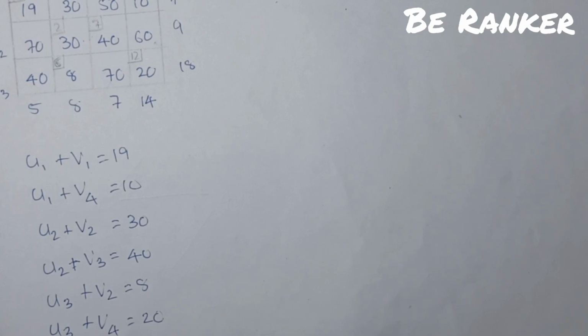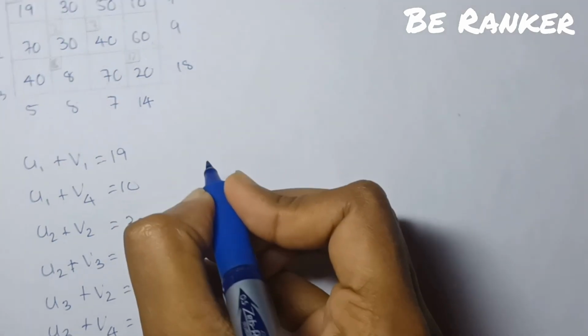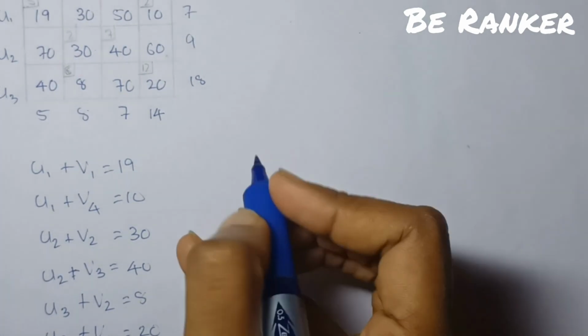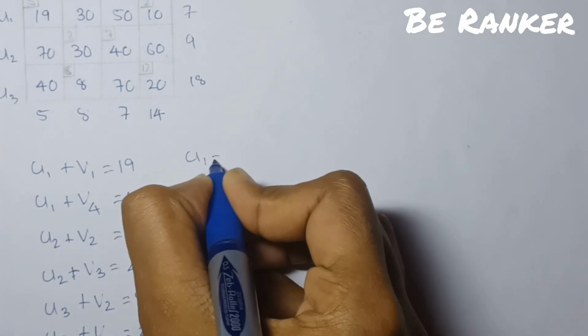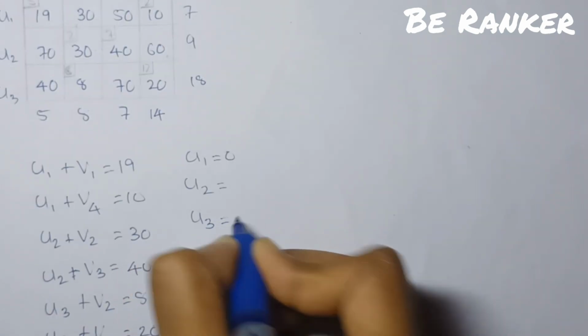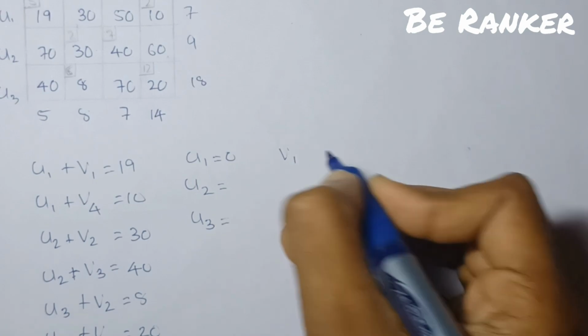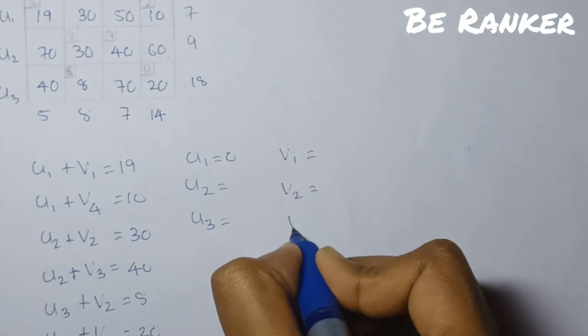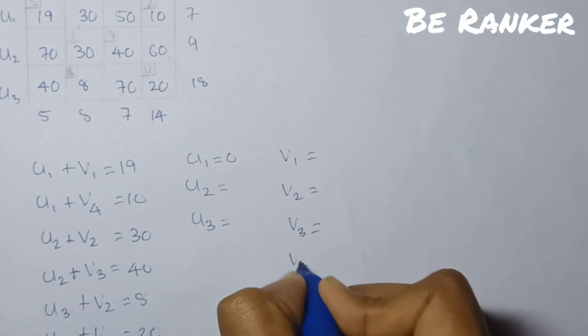So I want to put the most repeated one equal to 0. Here U1, U2, U3 all are repeated 2 times. So we can put 0 to any one of these. So now I put U1 is equal to 0. Then I want to find U2, U3, and V1, V2, V3, V4.